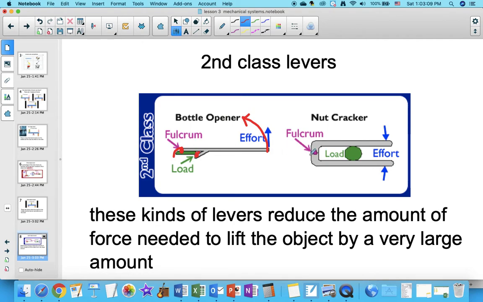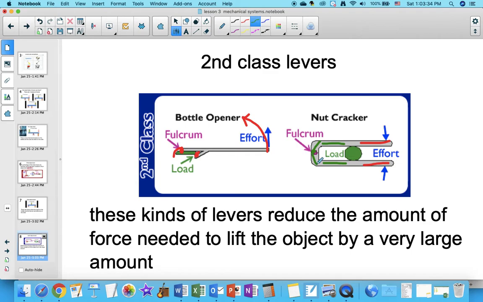A nutcracker is another example, right? This part is your effort arm. This is where you're applying your force, your effort. The load arm is here. I'm going to use a different color. The load arm is here, right? Because that's going to the load. And the point of turning is right here because it's turning away. The nutcracker's turning away at that point. So that would make it a second class lever.